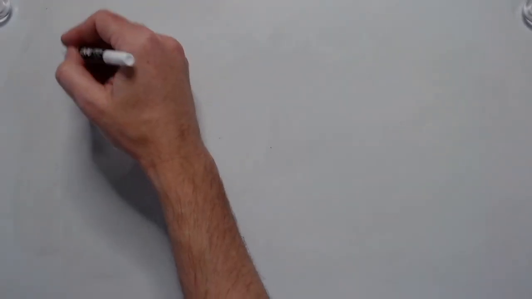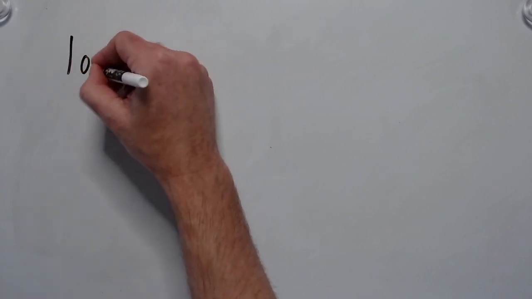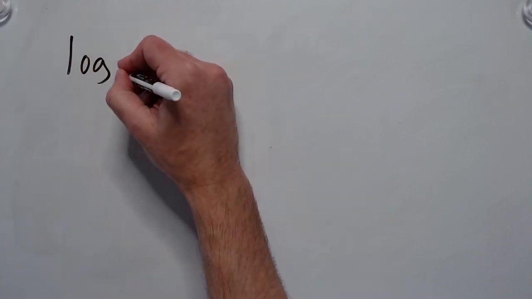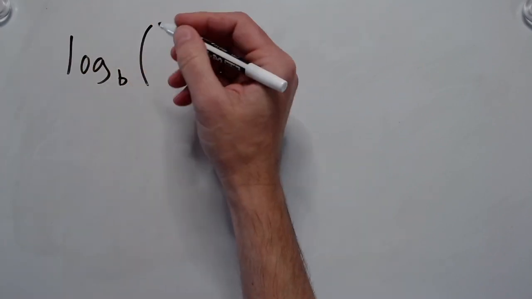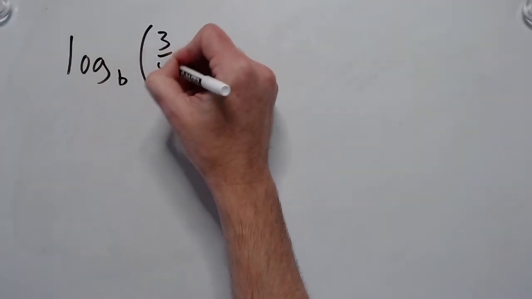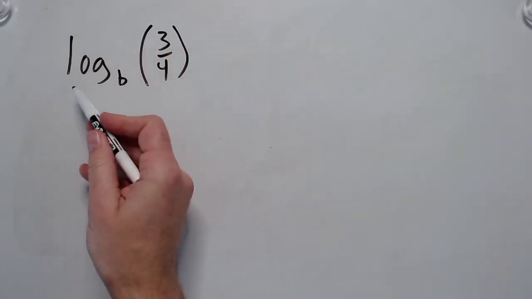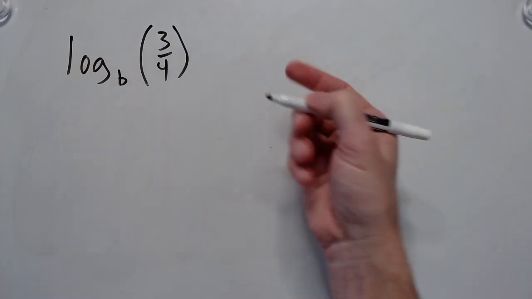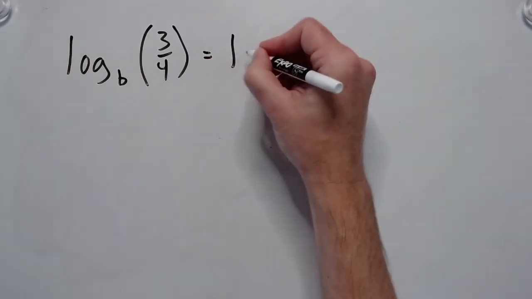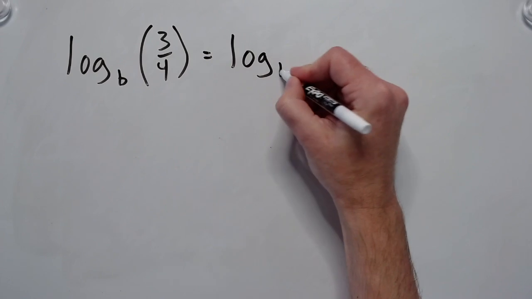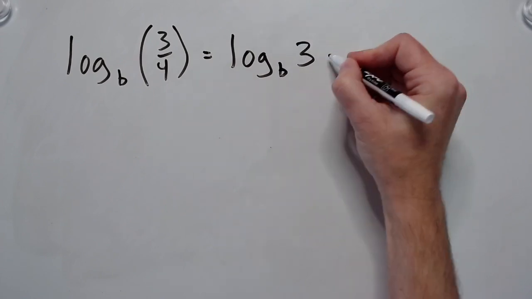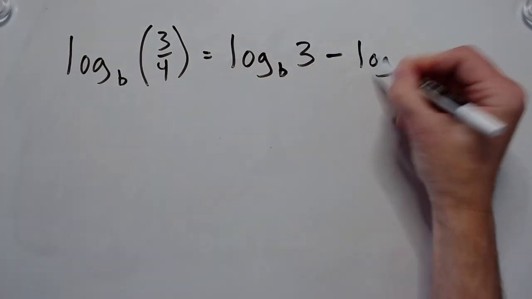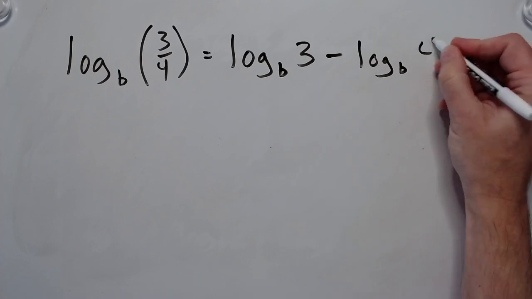I want to do another one of these examples where we have a logarithmic expression, log base, we'll say b, of a fraction. We'll say 3 over 4. So we're taking the logarithm of division or a fraction. So now we would subtract those two bits and pieces. So this equals log base b of 3 minus log base b of 4.